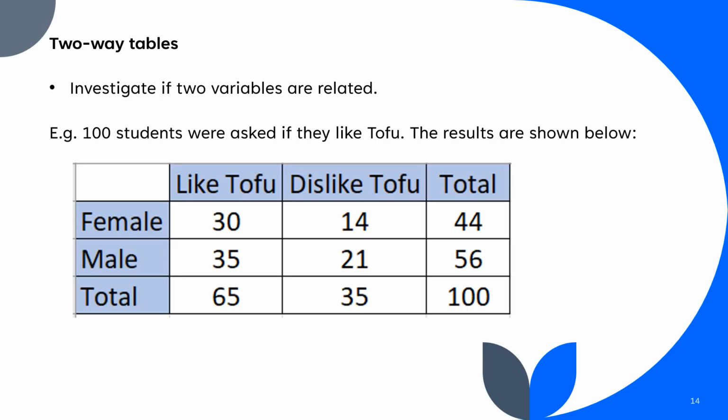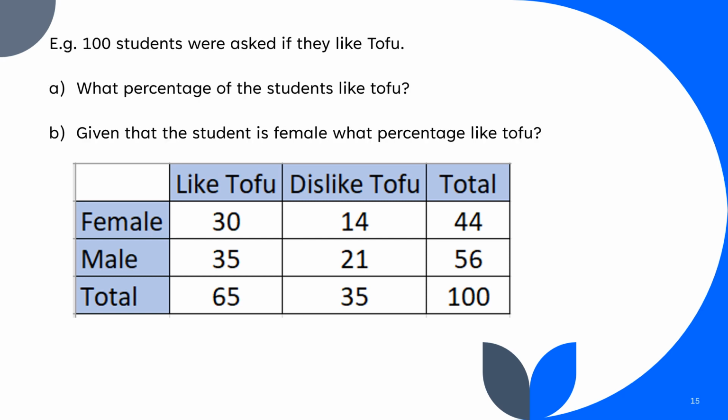The final way we're going to look at displaying data is two-way tables. It investigates two variables that are related. So in this example, students were asked whether they like or dislike tofu, and those are the results. 100 students were asked. And the questions can sometimes be a little bit tricky. Sometimes you've got to focus on what you've actually narrowed down.